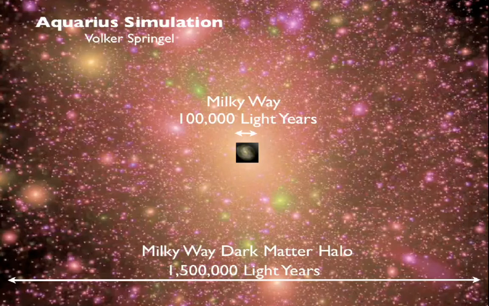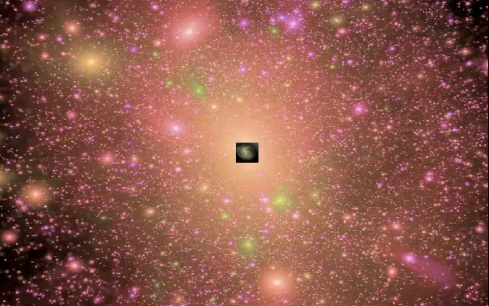So this is Volker Springel's beautiful visualization of one of the Aquarius simulations. So this is the size of the halo of a Milky Way, and that's the size of the optical galaxy. So the halo is 1,000 times bigger volume. How does this fit into the cosmic web? More or less like this.